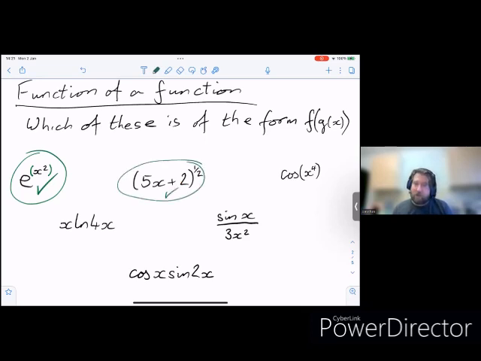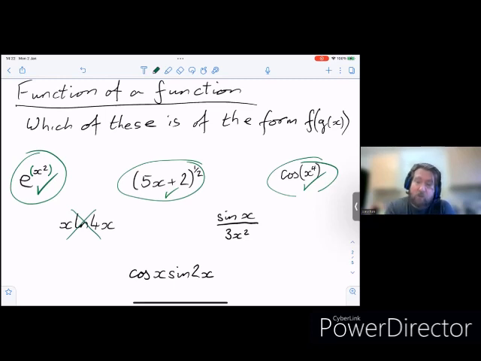Cos of x to the 4. That again is a function of a function. We've got cos x and x to the 4. And then x log 4x. This one is not a function of a function because there's two functions being multiplied together here. f of x equals x, and g of x equals log 4x, and they're being multiplied together. So that one is not of the form that we want.